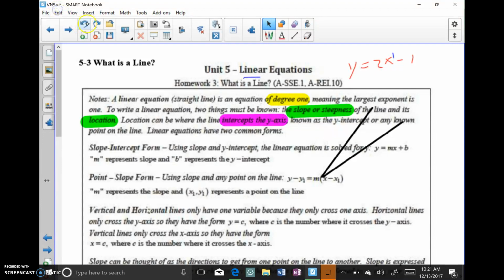And so we need to know a point on the line. The most common point we look for is the y-intercept, where it is on the y-axis, the vertical axis. And we need to know its slope, its steepness, the incline or decline of the line.